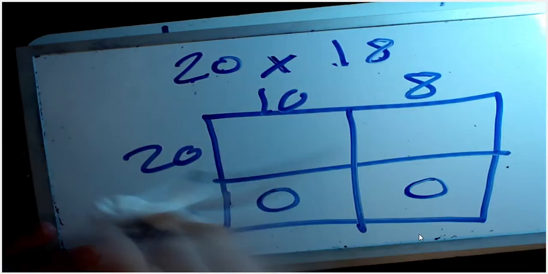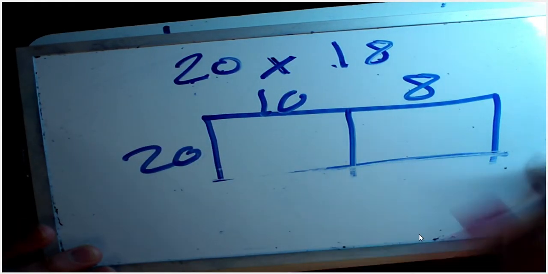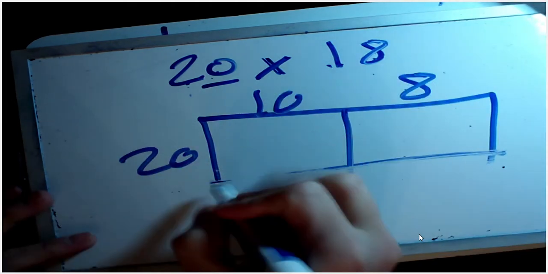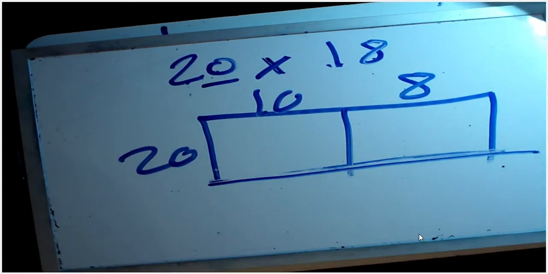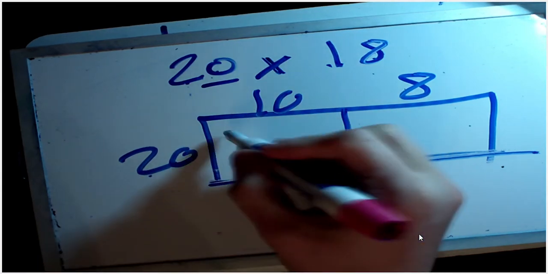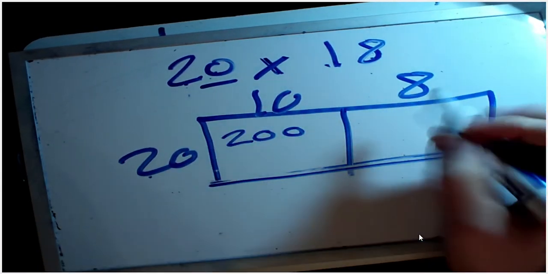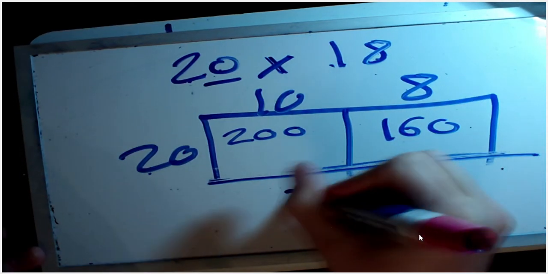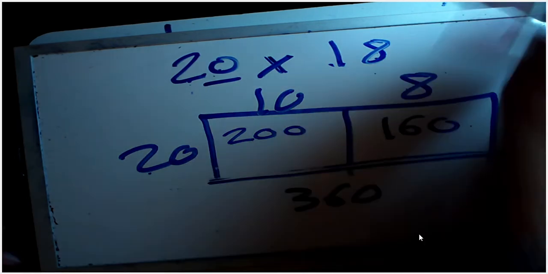So what you can do when you have these multiples of 10, or these numbers that end in 0, is simplify your area model to only have 2 boxes. So when I look at these 2 boxes, I know that 20 times 10 is 200, 20 times 8 is 160, and 20 times 18 would be 360. Let's try another one. What if we did 50 times 24?